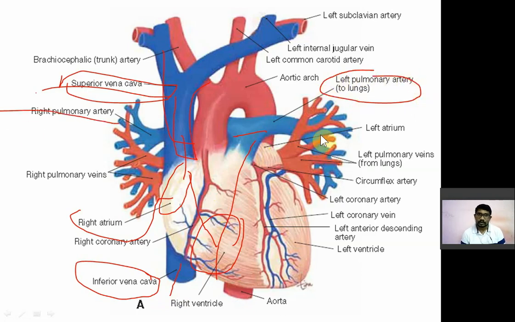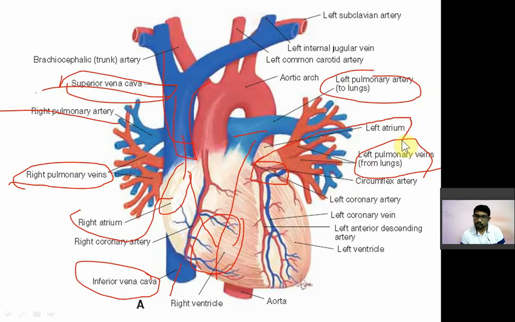So the impure blood will be pumped to the lungs. There will be exchange of gases. Blood will be purified in the lungs, and the lungs will carry purified blood into the heart via the right pulmonary vein and left pulmonary vein. From the lungs, after exchange of gases, the blood will be deposited in the left atrium. So pure blood will be there in the left atrium.